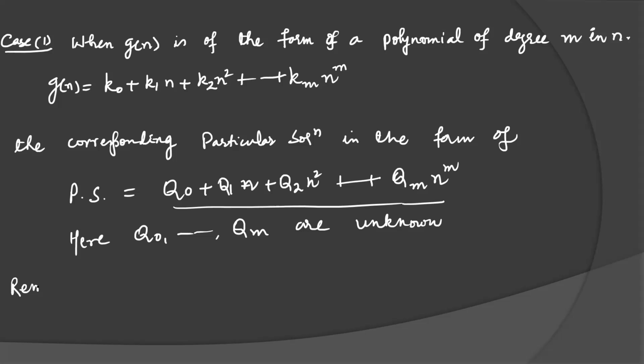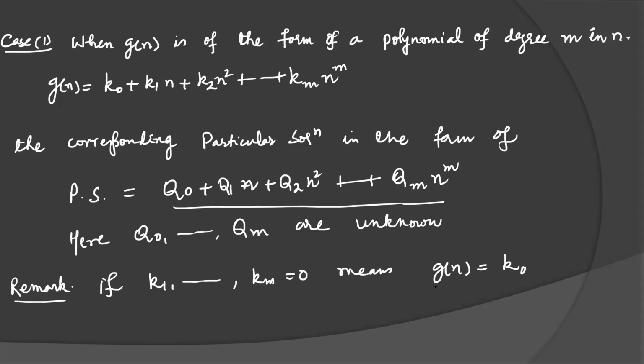We have a special remark here. If K1, K2, Km are 0, meaning Gn is a constant value, suppose K0, then the particular solution will be given as Q0 only, because the rest of the terms we put 0. So corresponding to a constant value, the particular solution is a constant value. But some people get confused.